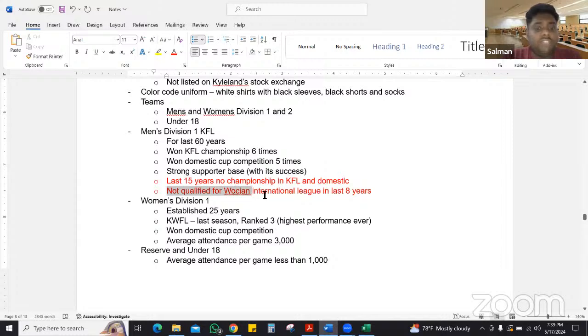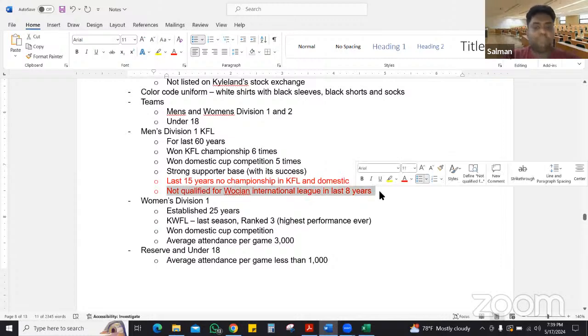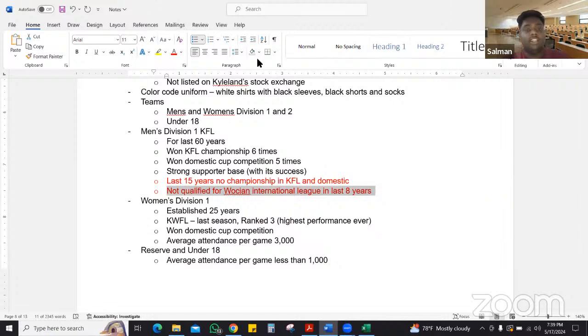And they have not qualified for the Wokian International League in the last 8 years. You know who is selected for the Wokian League: the top 3 teams in Division 1. That means in the last 8 years, they were not in the top 3. Before 8 years, they were part of the top 3. So keep in mind, last 3 years, rank 5, rank 6, rank 8. So their ranking performance has been declining.